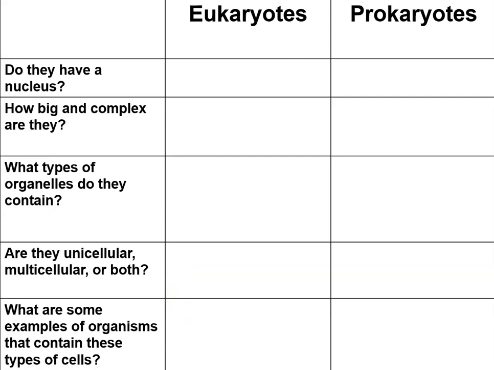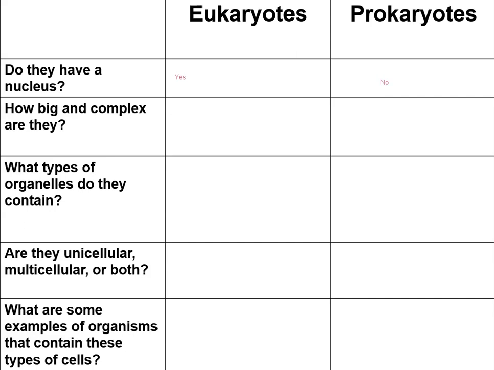All right, let's start with the first row here. Do they have a nucleus? Well, that is actually what differentiates a eukaryote from a prokaryote, whether or not they have a nucleus. Eukaryotes, yes, do have a nucleus. Prokaryotes do not. That is a rule we accept to be true.